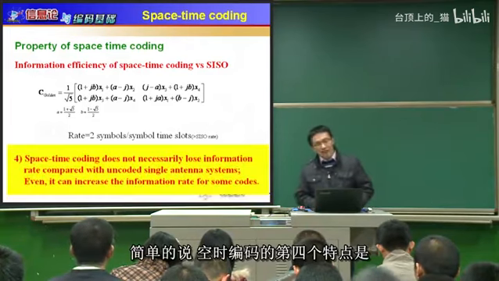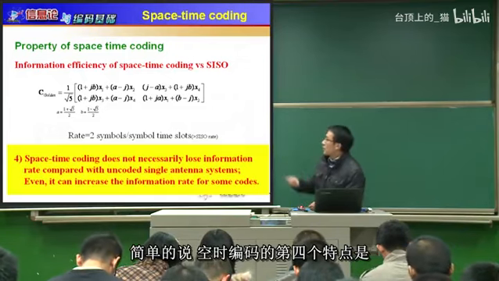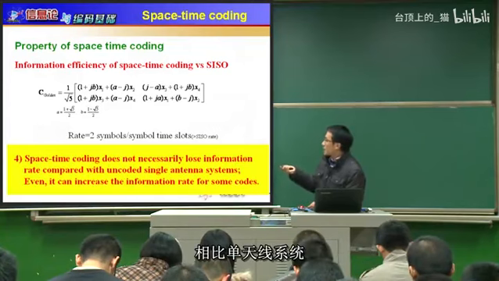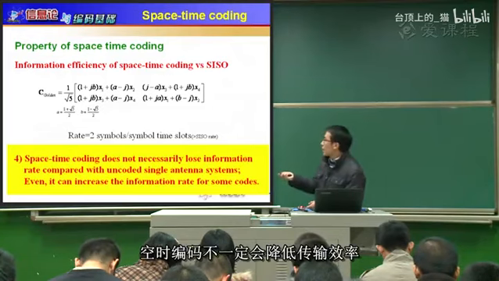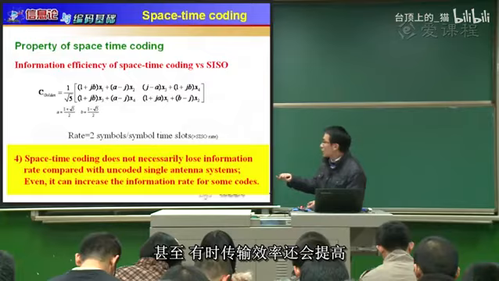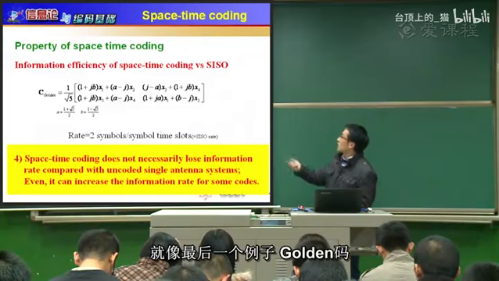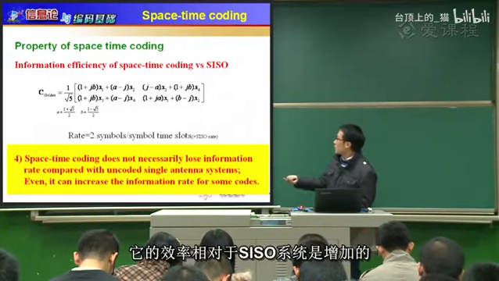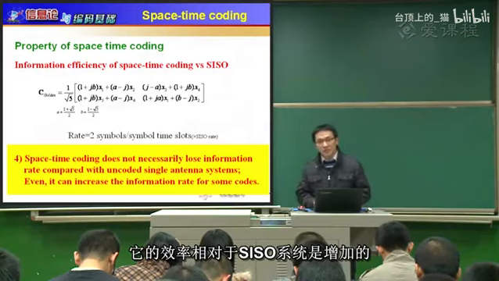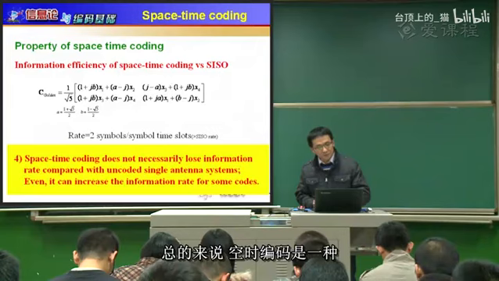So briefly to say, the fourth property of space-time coding: space-time coding does not necessarily lose information rate compared with uncoded single antenna systems, and it can even increase the information rate for some codes. So this is the last example. The information rate is increased compared with that of the single-antenna system.